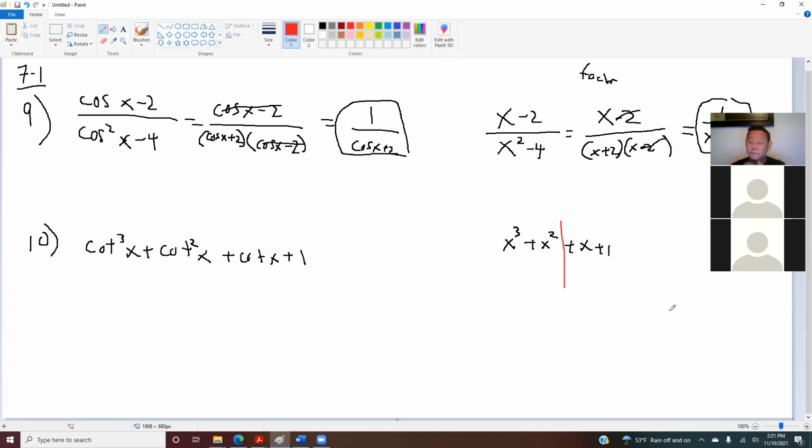You do it by grouping. So what can you factor out in the first two terms? You can factor out x squared. You are left with x plus 1. What can you factor out here? It's a positive 1. You will get x plus 1. So what is the factor for this? Since the x plus 1 is in common, it's x plus 1, no square. So don't put the square here. And then the leftover is x squared plus 1. So this is the factor for this.